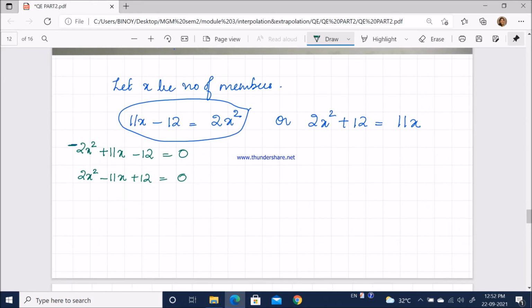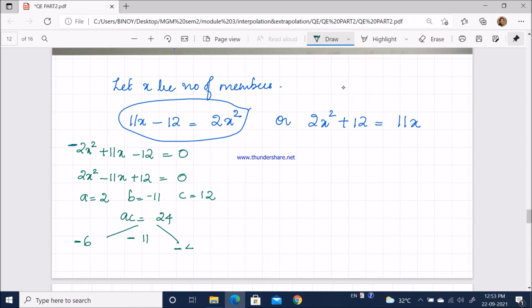So according to the general form of the quadratic equation, a is equal to 2, b is equal to minus 11 and c is equal to 12. So ac is equal to 24 and the sum is minus 11. So it is minus 6 and minus 4.